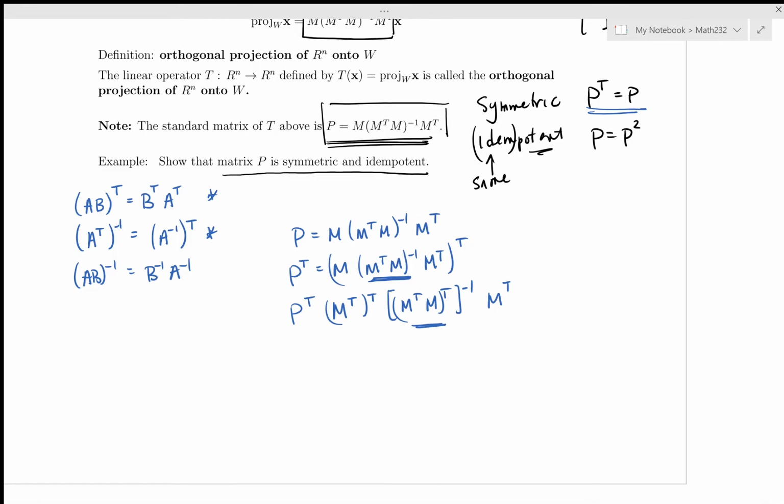Okay, now I can do some simplifying here. The transpose of the transpose is simply the matrix itself, and then here I can take the transpose of this product, and that becomes in the opposite order M transpose M to the -1, and then I've got here M transpose. And what has happened? That is exactly P. So P transpose is P. So P is symmetric.